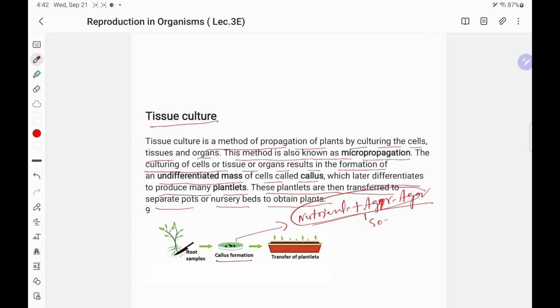First make the solution, then sterilize, and then solidify it. It will become solid, and it is ready for callus formation.